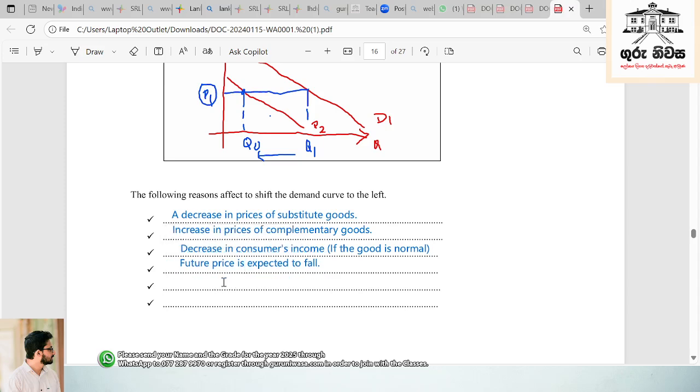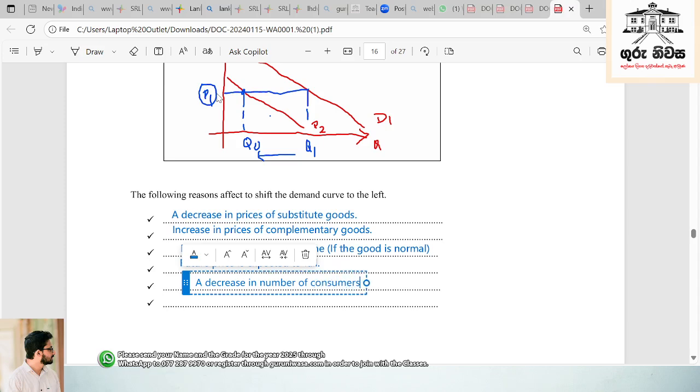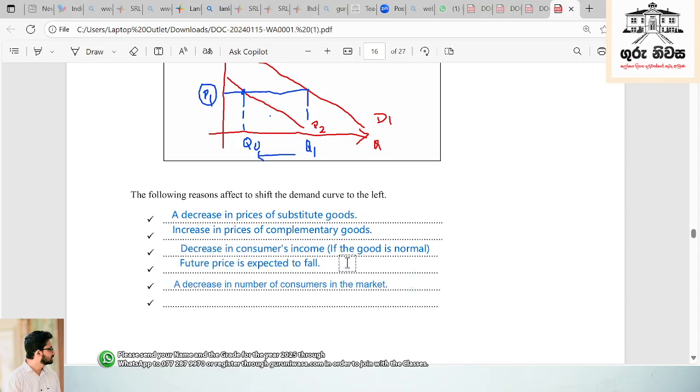Next one, write down: decrease in number of consumers in the market. Decrease in number of consumers in the market, a possible reason. Next one, write down: fall in consumer taste.